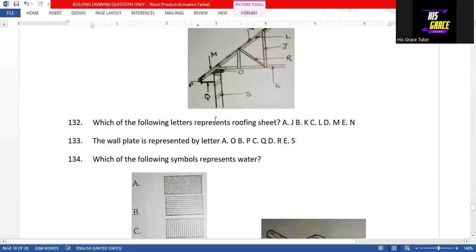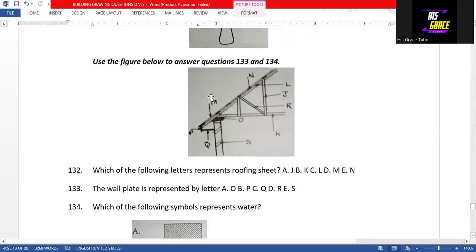So we are making use of this diagram to answer questions 132 and 133. Which of the following letters represents the rebate sheet? The answer is option D, that is M, representing the rebate sheet.